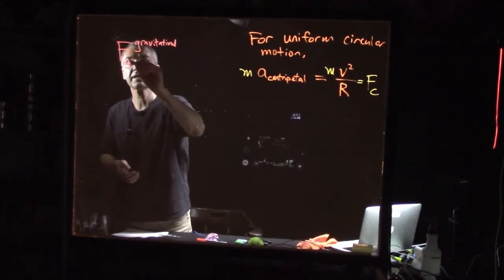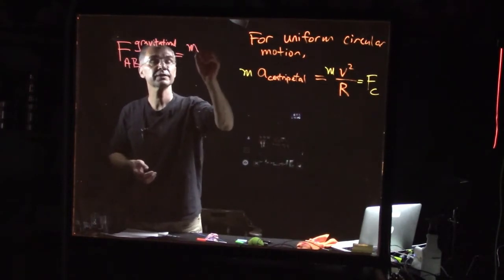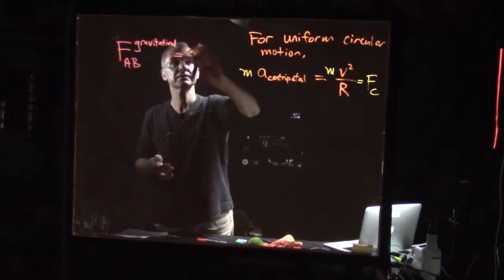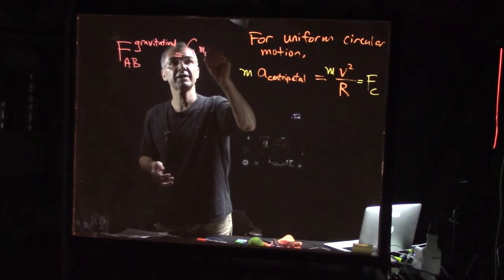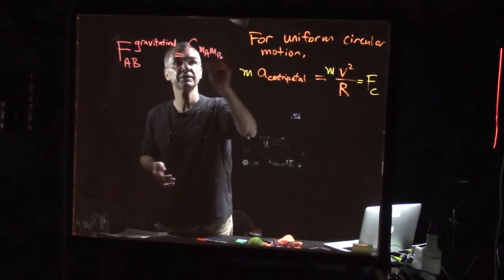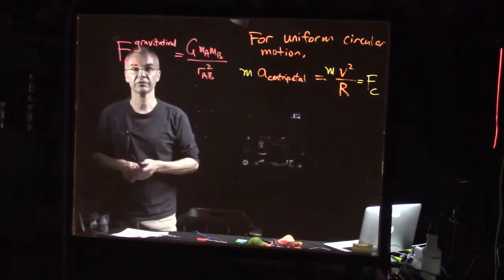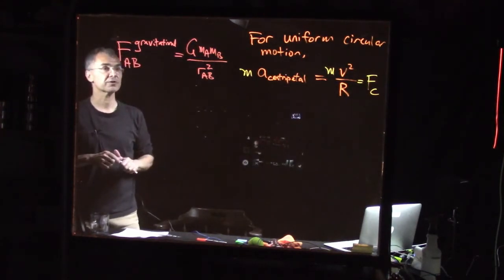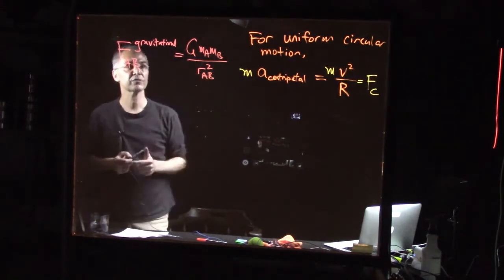This is between A and B, and this is equal to some constant of nature called big G, times the mass of A times the mass of B divided by the square of the distance between A and B. So it's called the inverse square law. So the farther apart they are, the weaker the gravitational force. But the force is proportional to the mass of A times the mass of B.